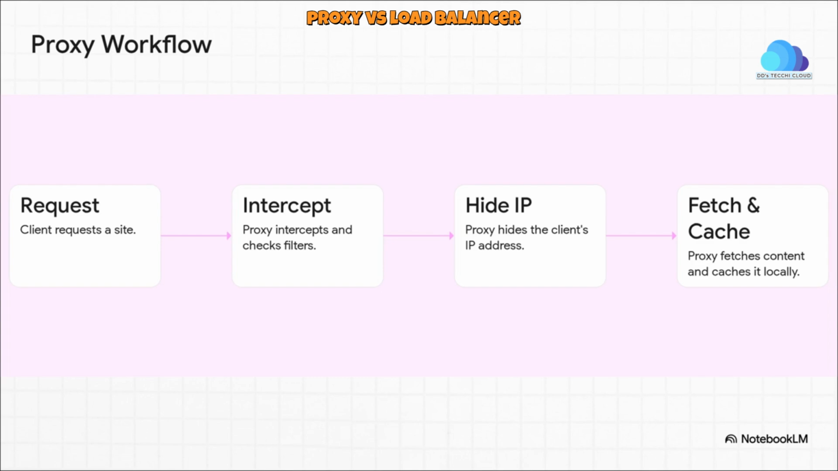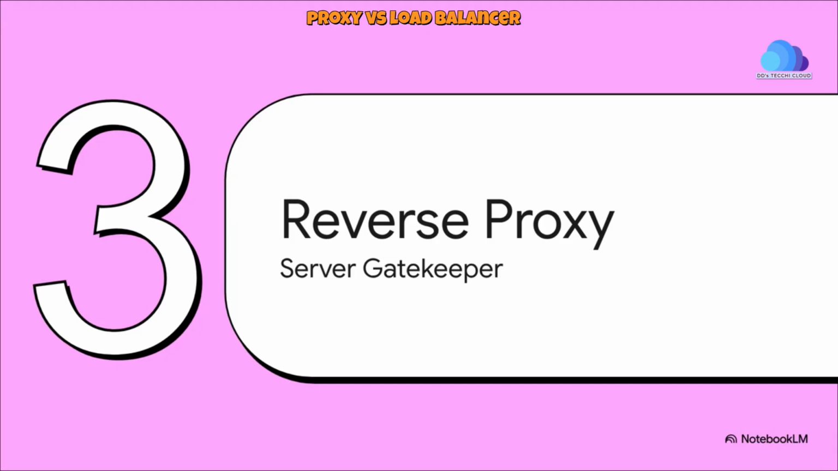So here's how it actually flows. When you request a site, the proxy intercepts it. First, it checks its filters. And by the way, this is exactly how a corporate or school network blocks you from going on social media during work hours. Next, it hides your IP address, giving you anonymity, a lot like a VPN does. Finally, it fetches the website and sends it back to you. And get this, it can even cache or temporarily save that website. So if your coworker asks for the exact same page 5 seconds later, the proxy just delivers it instantly without even reaching back out to the internet. Pretty clever, right?